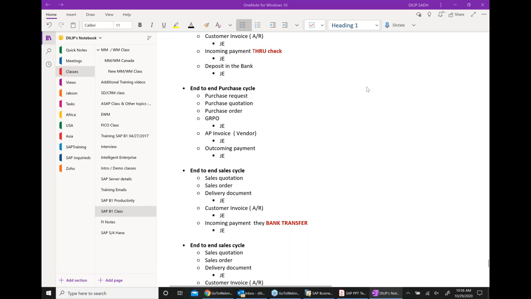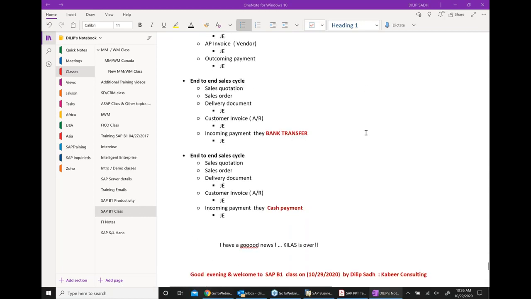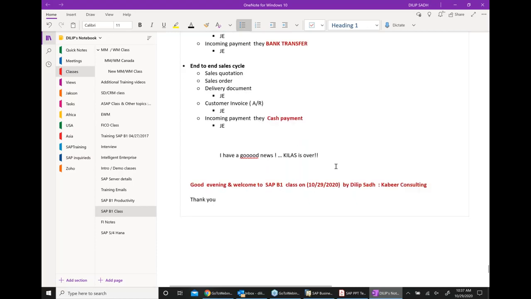And then we did another exercise. In that exercise, we also talked about how we do the end-to-end sales cycle using bank transfer, and how we do the end-to-end sales cycle using cash payment. So these are some of the exercises which we did yesterday.